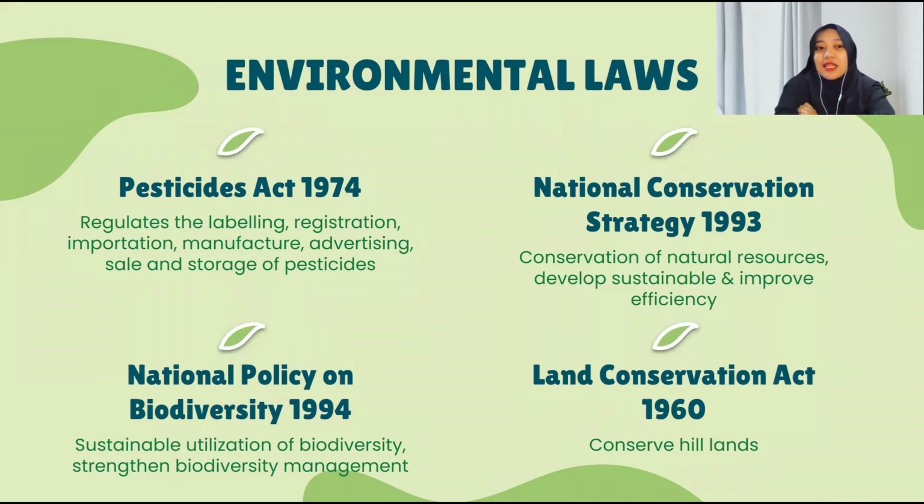The third one is National Policy on Biodiversity 1994. It sets out a policy, strategy, and action plan of program for effective conservation and management of biological diversity, enhances sustainable utilization of biodiversity, and strengthens biodiversity management. The fourth one is Land Conservation Act 1960. It is specifically to conserve hill lands to prevent soil erosion and control siltation.